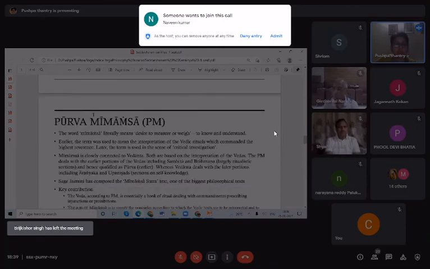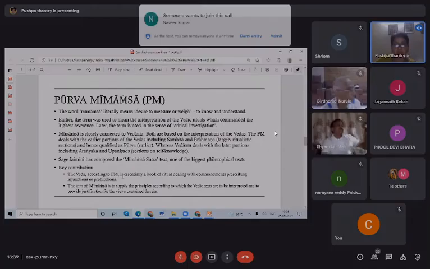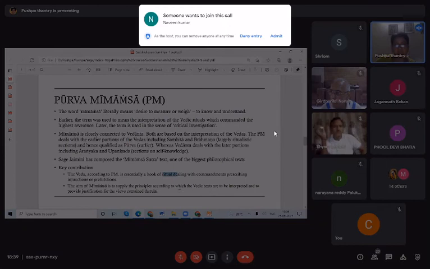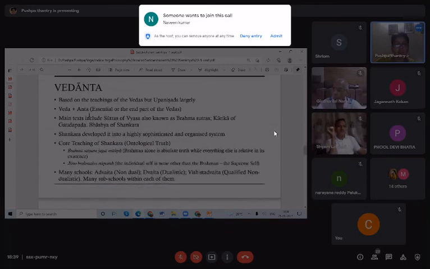And then Purva Mimamsa literally means, Mimamsa means the desire to measure or weigh or understand, and it is connected to Vedanta. Both are here. What are the key contributions? It is ritual-dealing, prescribing injunctions and prohibitions. So I think this is mostly talking about the rituals and is closely related to the Aranyaka portion of the Upanishads. Okay. And then we come to the Vedanta or Uttara Mimamsa.